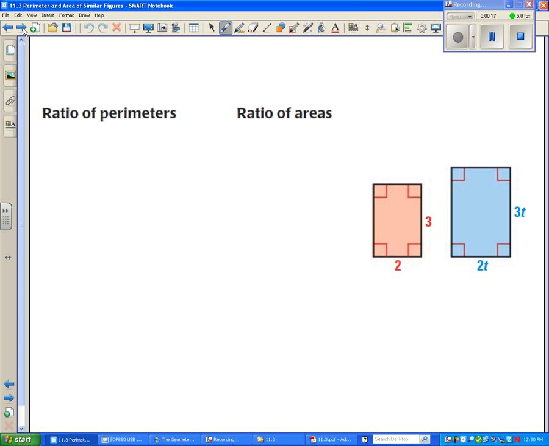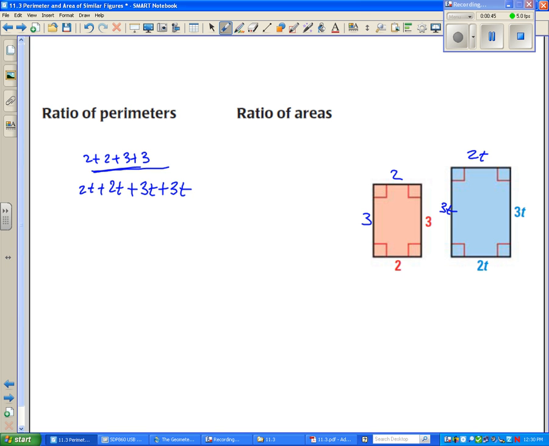Notice these are rectangles, which means this is 2 and this is 3. This rectangle over here is 3t and 2t. If I were going to find the ratio of the perimeter of the small to the big, I would say, well, 2 plus 2 plus 3 plus 3 divided by 2t plus 2t plus 3t plus 3t. Let's go ahead and simplify this and see if we notice something about it.